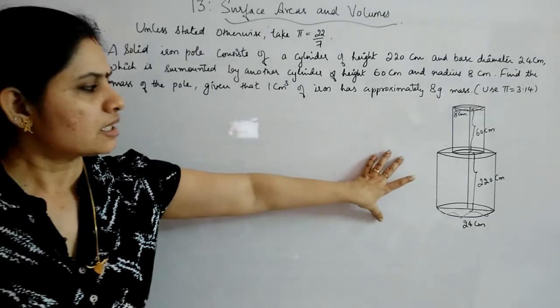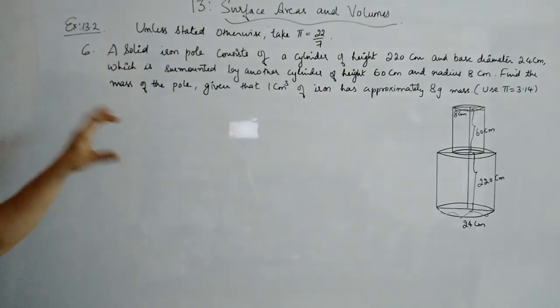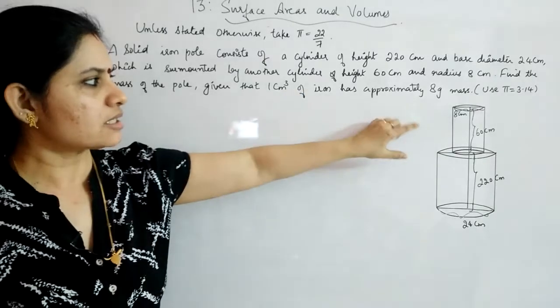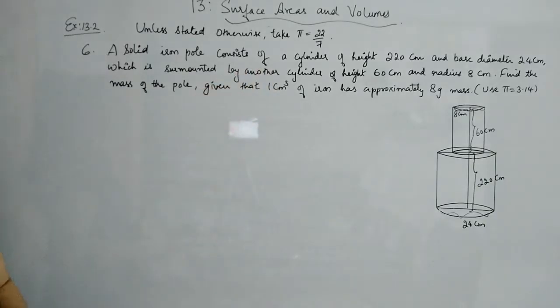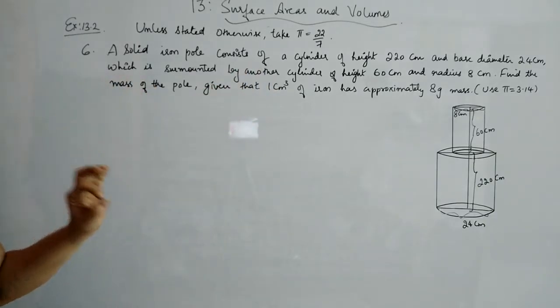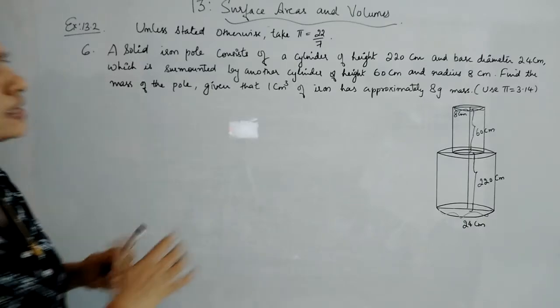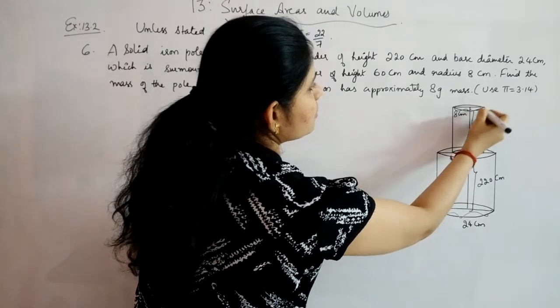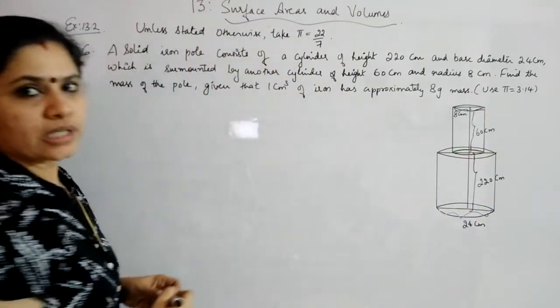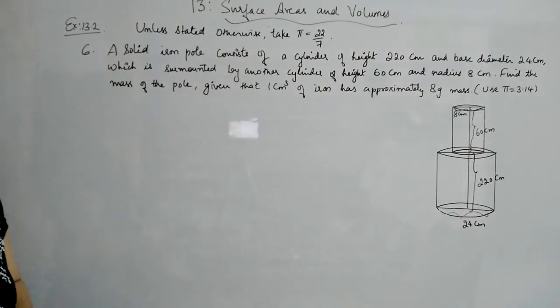So one cylinder is surmounted by another cylinder, a smaller cylinder, whose radius is 8 centimeter, and for the bigger cylinder the diameter is given to be 24. So you can say that this is the radius for the smaller one, but for the bigger one it is given as the diameter. So this total is 24, or you can say the radius of the bigger cylinder is 12 centimeter. Okay, and the heights of the two cylinders are respectively given as 220 and 60 centimeters. What you have to find out is the mass of the pole.